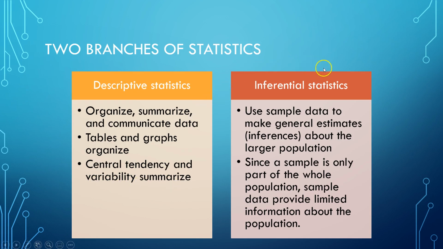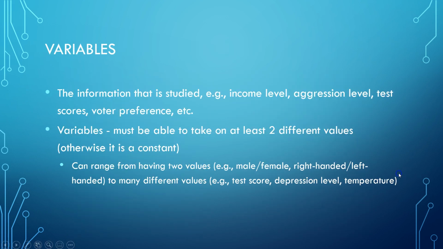The second part of the class, we'll be talking about inferential statistics, and these are the statistics where we use sample data to make an estimate or an inference, again, inferential statistics, make an inference about the larger population. And since the sample is really only part of the whole population, sample data provides us limited information about the population, and then we need to extrapolate or make an inference about it.